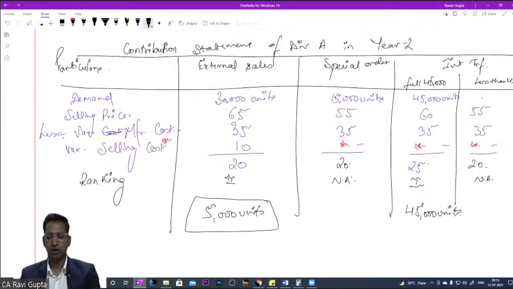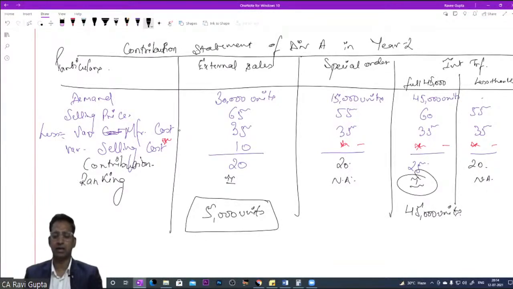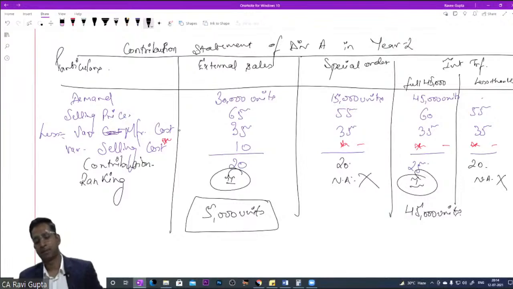Yes, in a special order, we were having 20 rupees as a contribution. So when we need to do the ranking, the first ranking will be done here and the second ranking will be done here. We cannot do this. So these are the units that will be done.